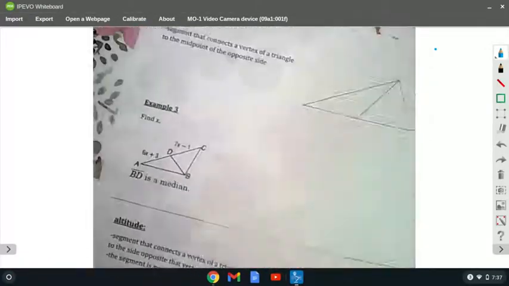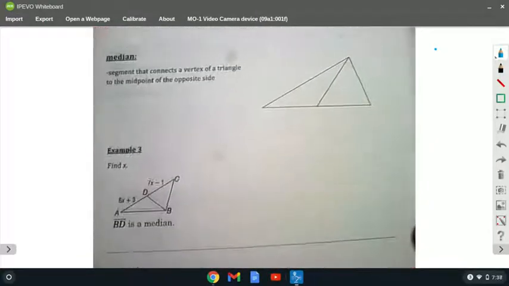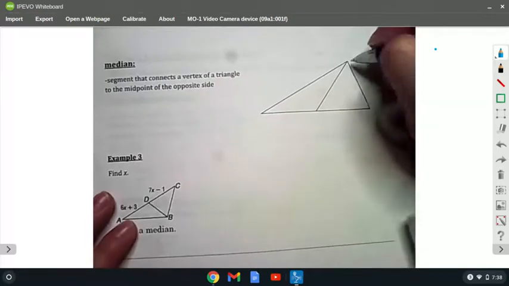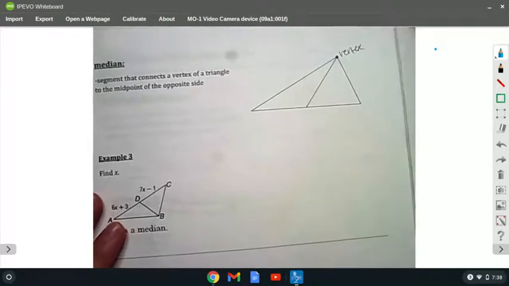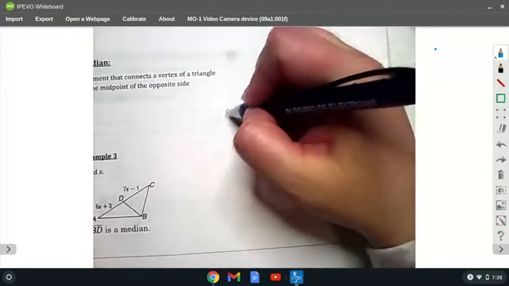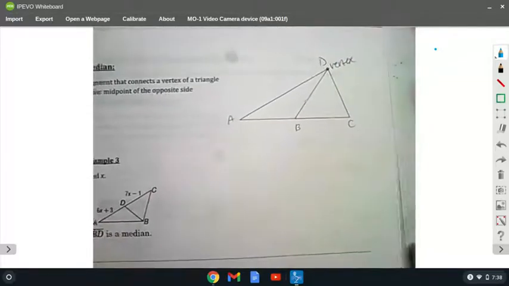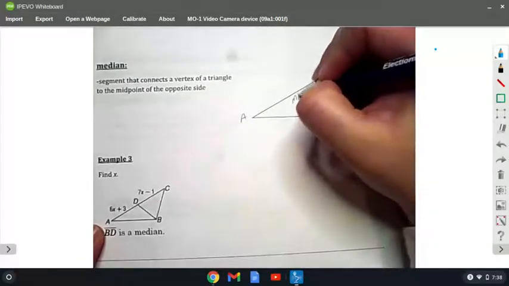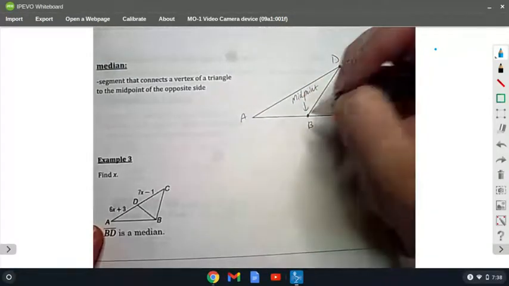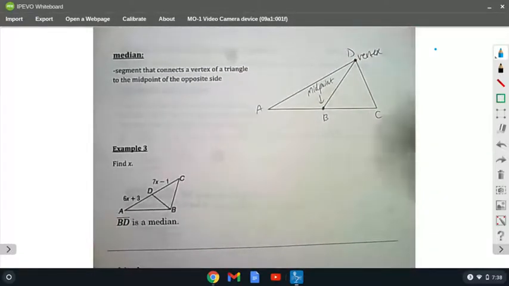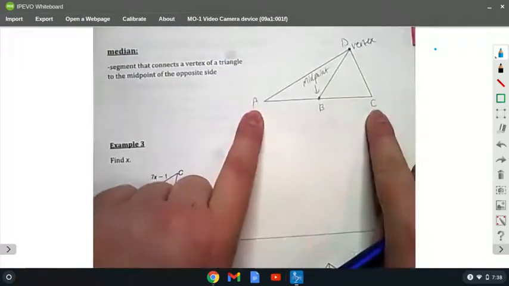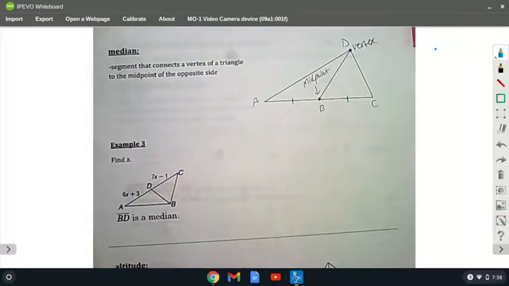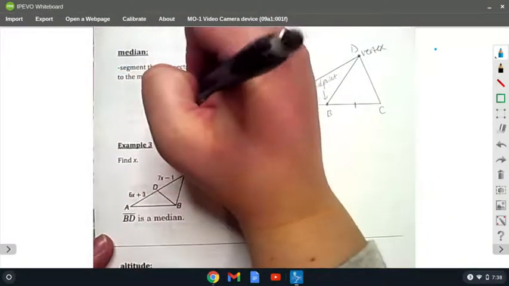Okay, flipping to the back side, we have our median. A median is a segment that connects a vertex of a triangle, so this would be our vertex, to the midpoint of the opposite side. So if I called this A, B, C, and D, D is my vertex that they're talking about. B is becoming the midpoint. It's connecting the vertex to the midpoint of the other side. If you remember correctly, a midpoint is the middle point between these two, the middle of a segment. So that means these two must be equal if it's the middle. So in this problem, B is a midpoint.